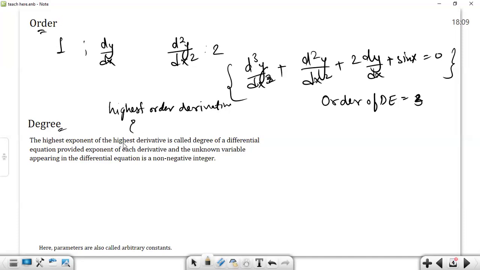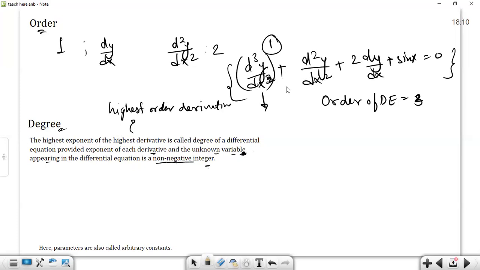The highest exponent of the highest derivative is called the degree of a differential equation, provided the exponent of each derivative and the unknown variable appearing in the differential equation is a non-negative integer. So basically, what is a degree? It is the highest exponent of the highest derivative. Simply, let us say here, what is the highest order derivative? Is this one. What is its degree? What is its exponent? It is basically one.